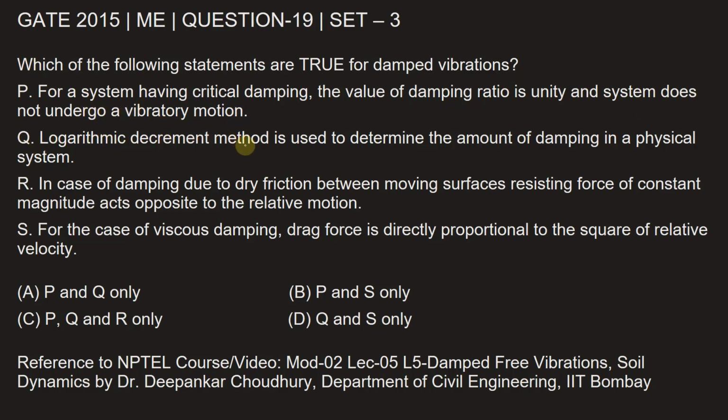Logarithmic decrement method is used to determine the amount of damping in a physical system. Statement R. In case of damping due to dry friction between moving surfaces, resisting force of constant magnitude acts opposite to the relative motion. And statement S. For the case of viscous damping, drag force is directly proportional to the square of relative velocity. So we'll have to analyze each of these statements, P, Q, R, S, and see which of them are true and which of them are false, and then mark the correct option.